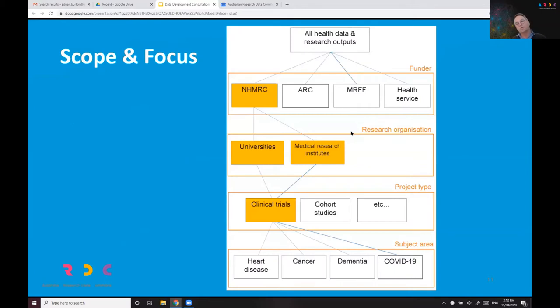We've made a few pragmatic decisions around focus. The full initiative is around health studies and everything. But in the first instance, we're lining up to get at least coverage of the studies that are funded by the NHMRC. We're focusing in on the research organisations of universities and medical research institutes. The first focus area is clinical trials, and we may well add some focus areas to do with subject area or disease.